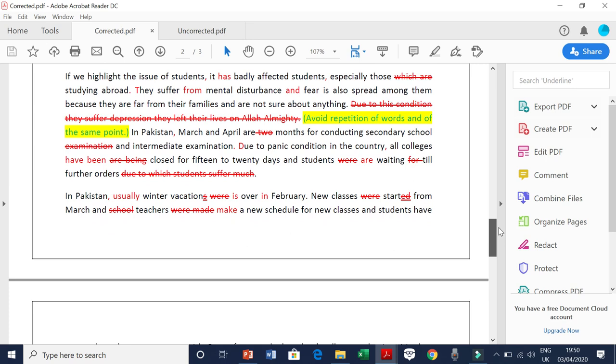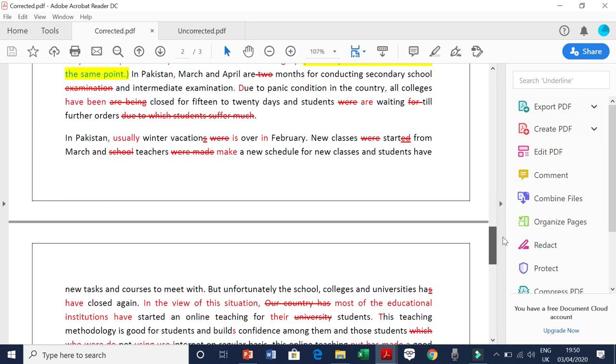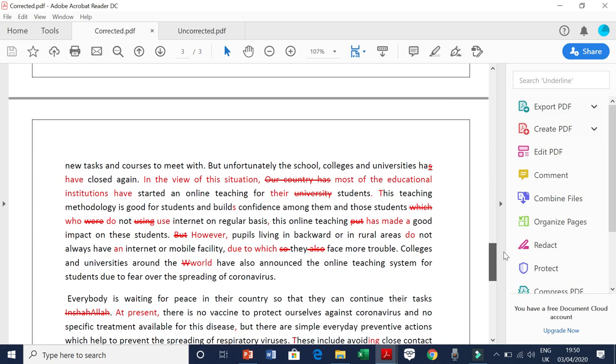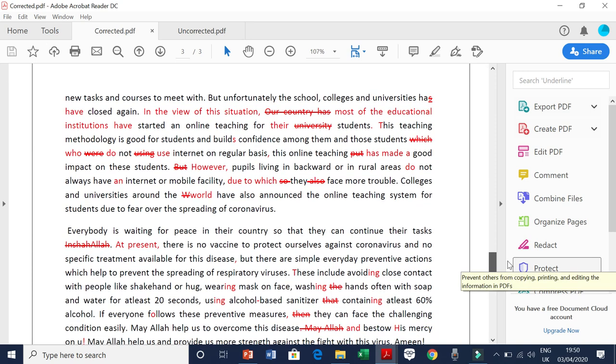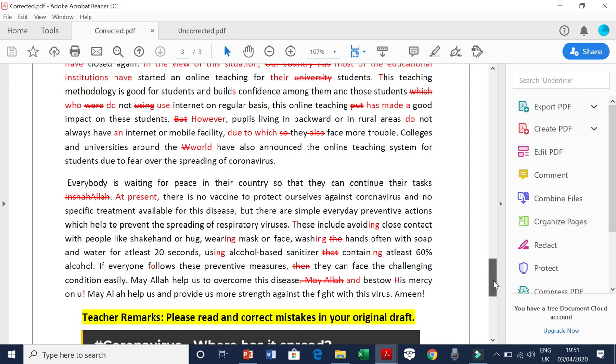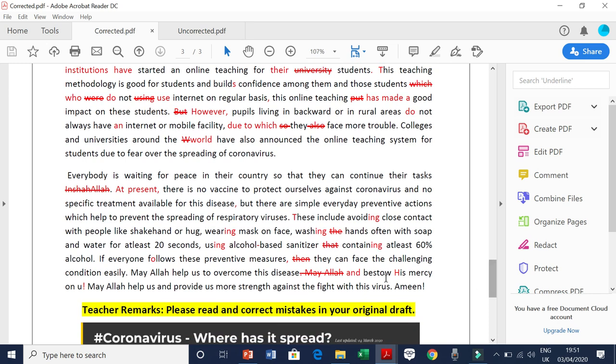Again, let's see the problems. Time and again, I could feel that there was a problem in grammar, meaning tenses. They were the issue, and then problems in articles, problems in links, and somewhere I have joined the sentences.